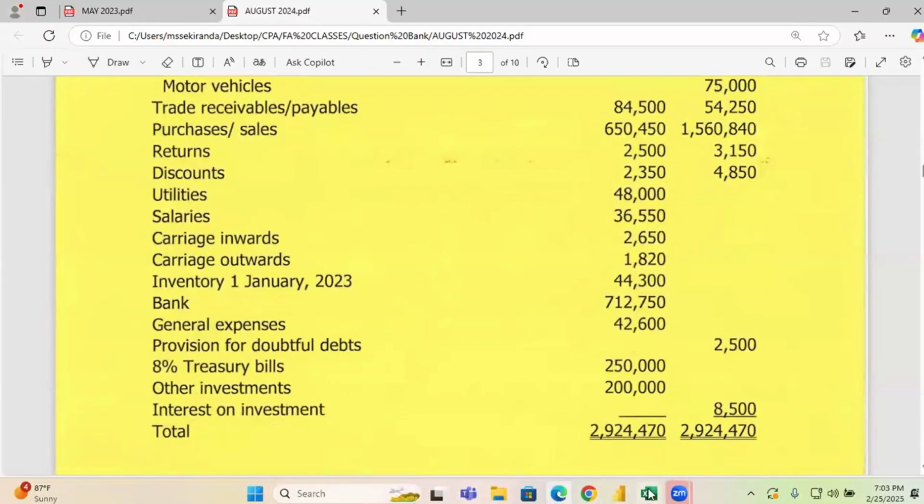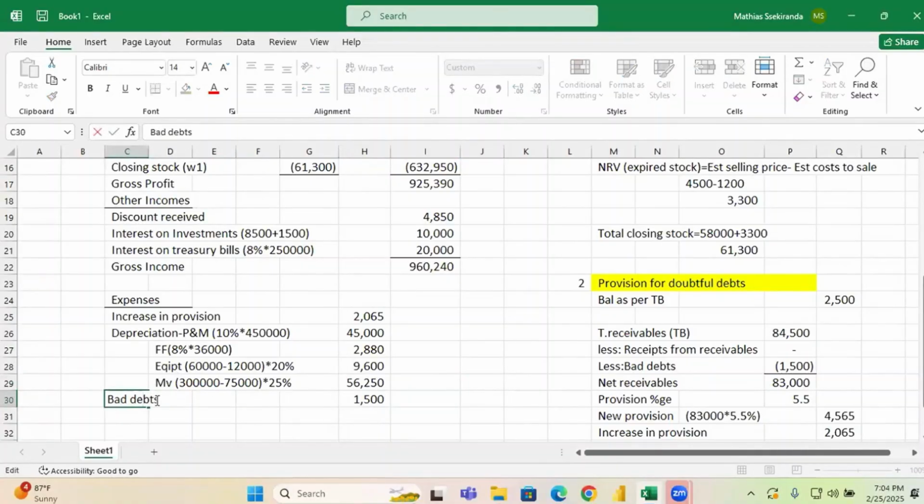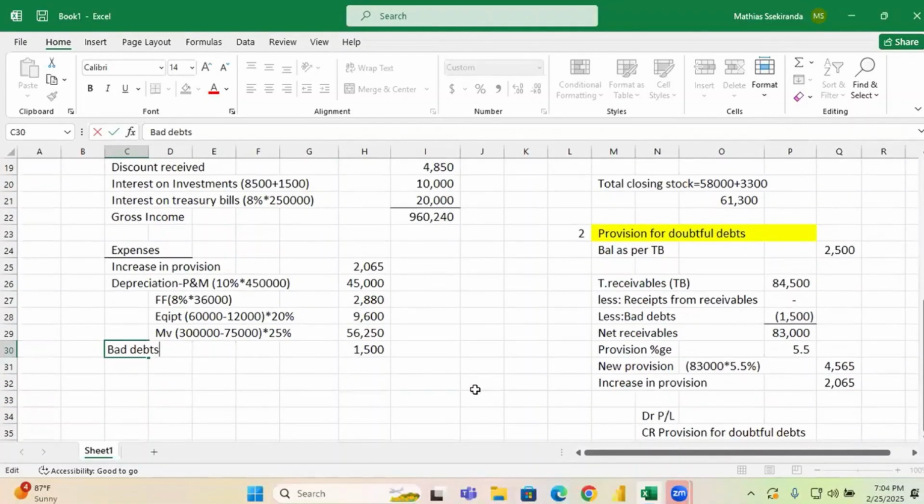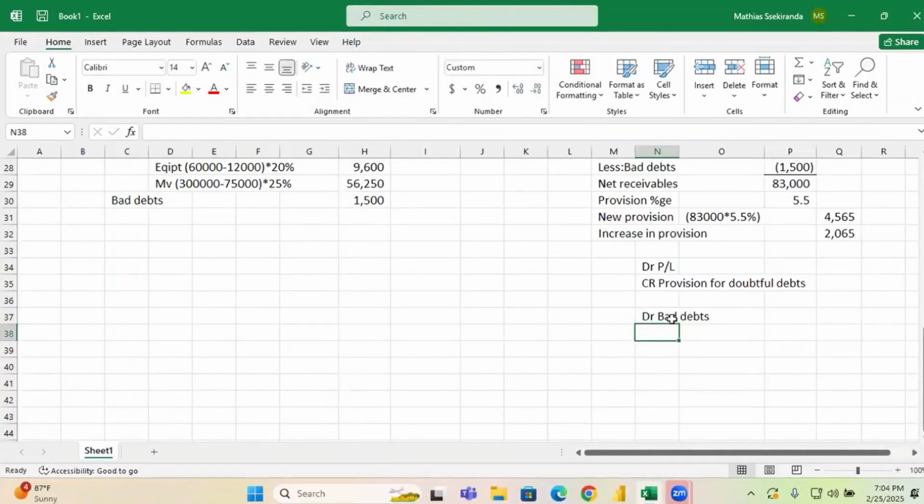So therefore, you only take the other bad debts that were written off at the 1.5, for Munyazi. But if at all we had bad debts on the list, we would bring the figure and add on the 1.5, because bad debts are always expenses. We debit bad debts as an expense and credit trade receivables.